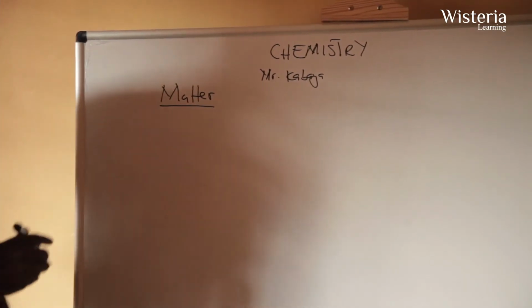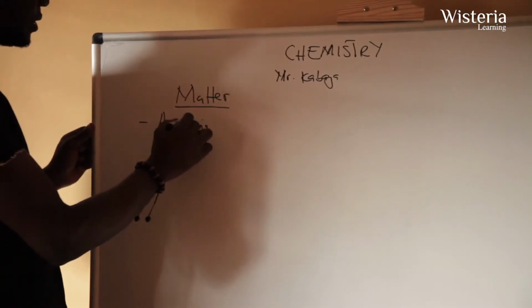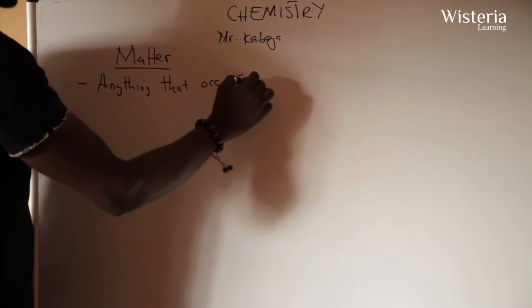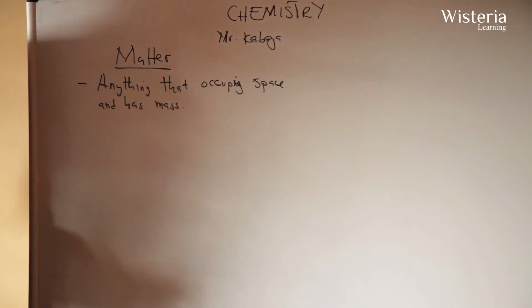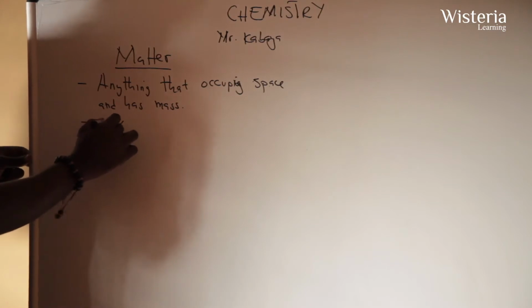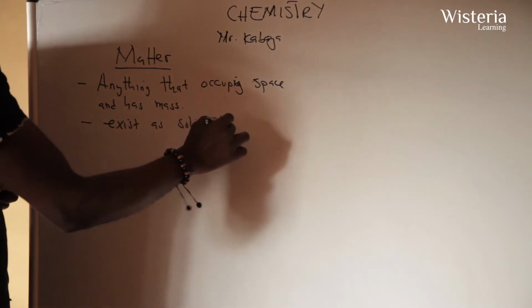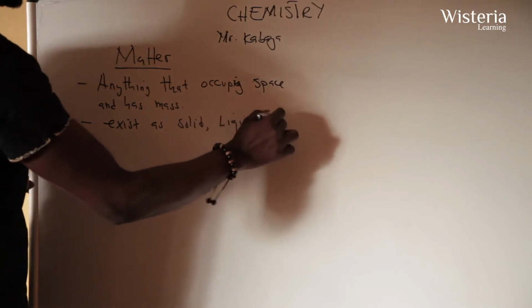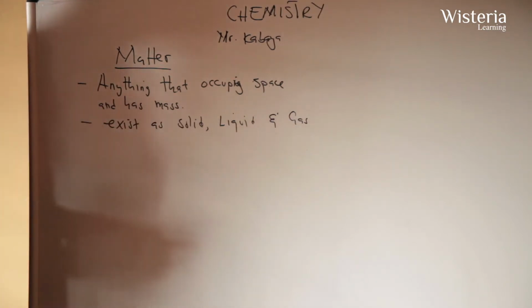So the definition of matter, we say that matter is anything that occupies space and has mass, or it has weight. Matter exists in three forms. It exists as a solid, it exists as a liquid, and a gas. These forms of matter are what we call the states of matter.